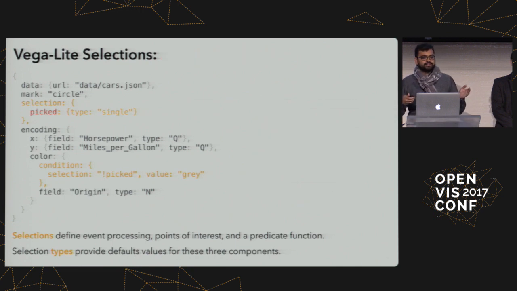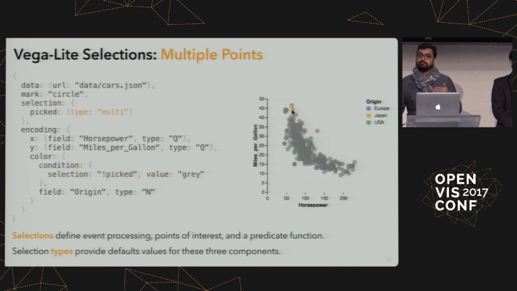Now I can swap out that single with an alternate type, like multi, to be able to select multiple points. And now what the defaults are saying are, on the first click, select a point, and on additional shift clicks, just toggle those points in or out.